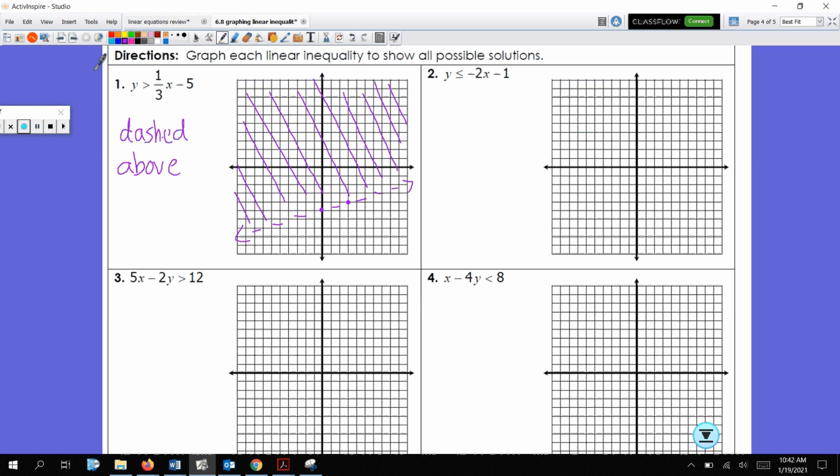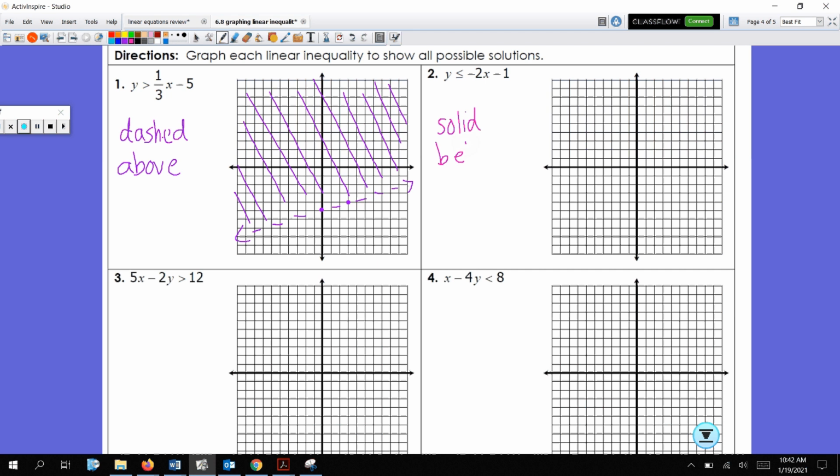All right, number 2, very similar. It's already in slope-intercept form. I look at this inequality symbol and ask myself, is it dashed or solid? It has a line under it. So this one's going to be solid. Am I going to shade above or below? Well, it's less than. So we're going to shade below.